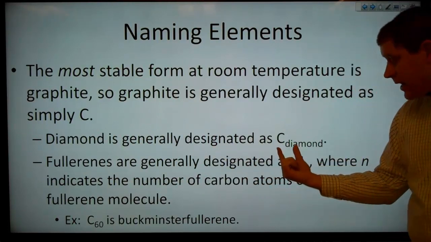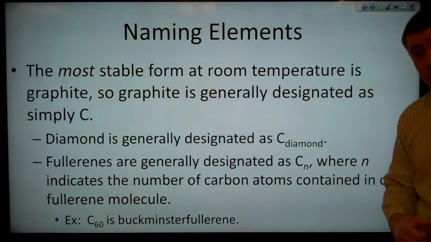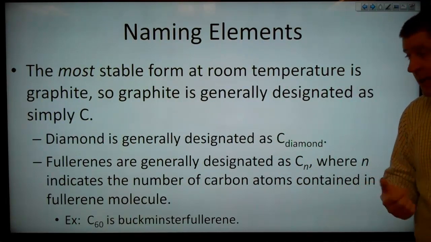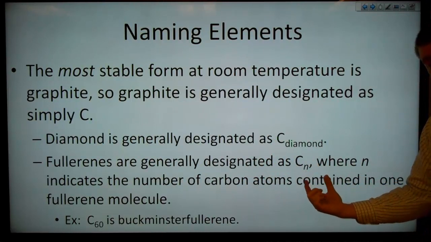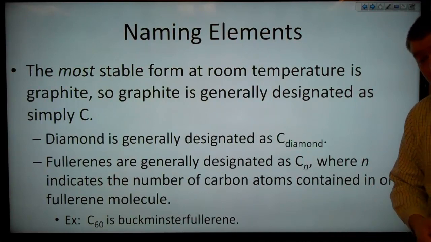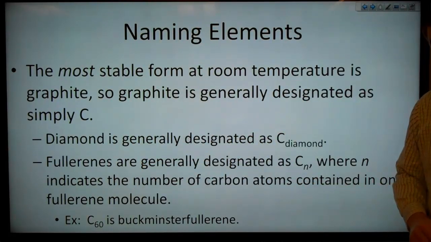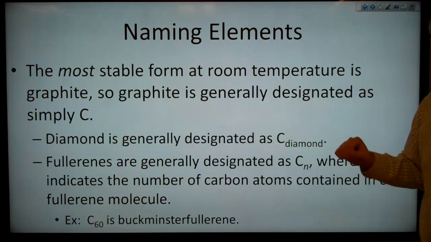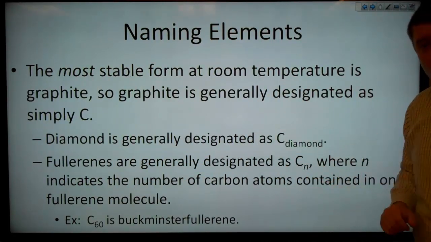Diamond is generally designated as C with a subscript of diamond, indicating the phase is not graphite, it's diamond instead. Fullerenes are generally designated as C with a subscript n, where n indicates the number of carbon atoms contained in one fullerene molecule. For example, on the last slide I showed you C60. That happens to be Buckminsterfullerene, named after Buckminster Fuller, who designed geodesic domes, which the C60 resembles.